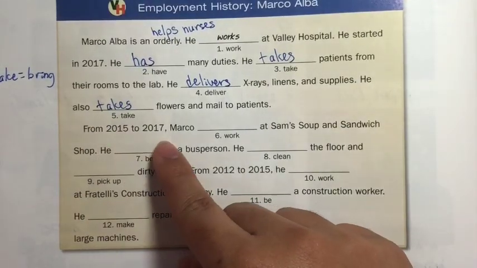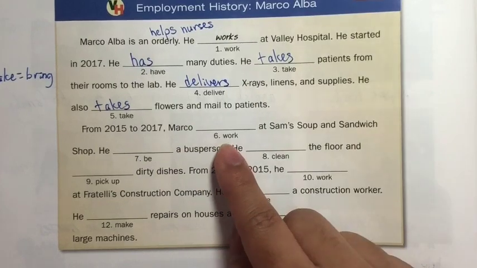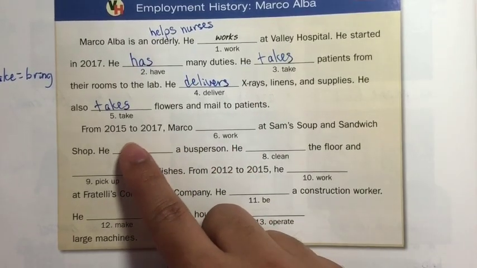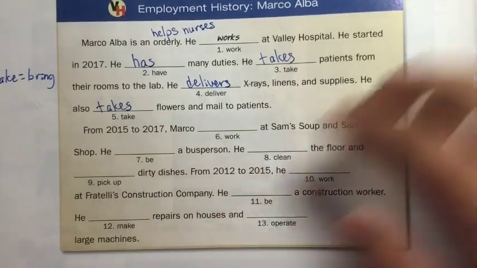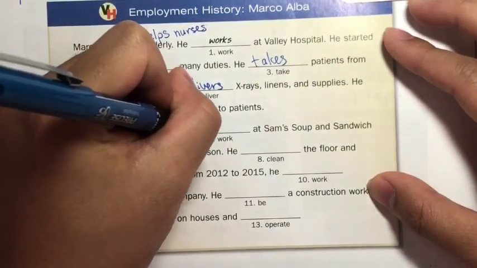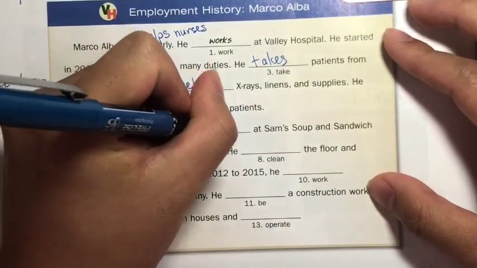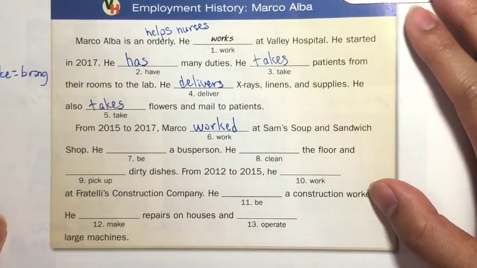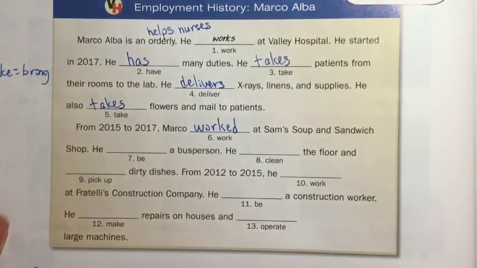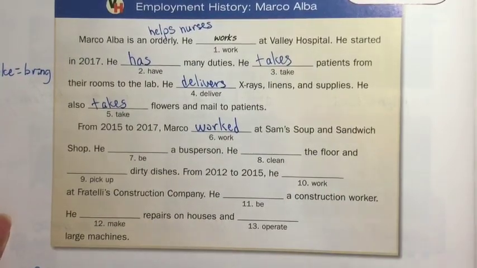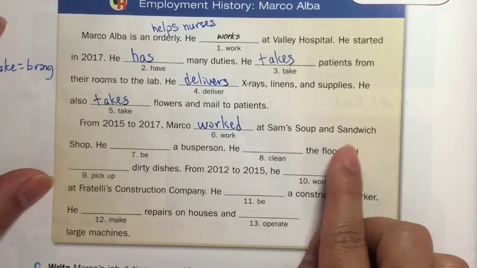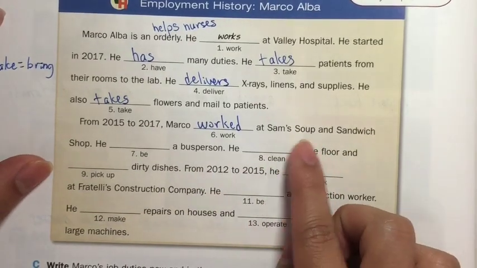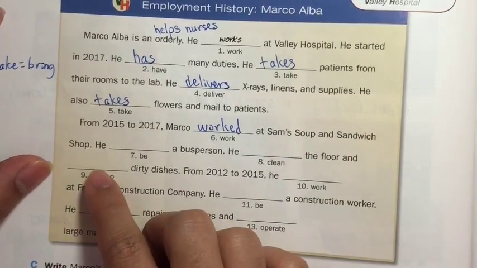From 2015 to 2017, Marco, so this is in the past. We're talking about the past. So we say Marco worked at Sam's Soup and Sandwich Shop. Seashells by the seashore. Sam's Soup and Sandwich Shop.